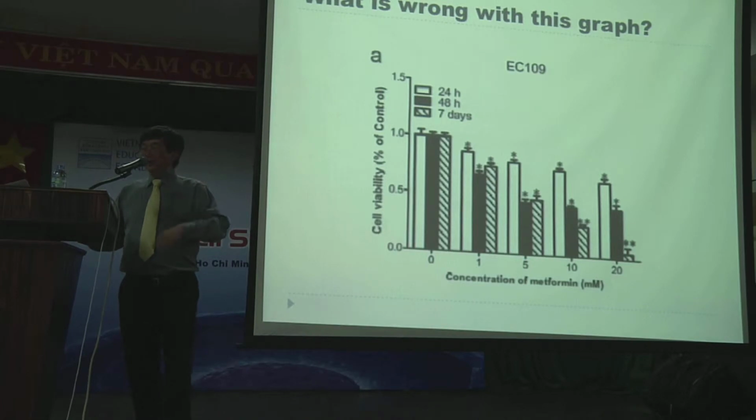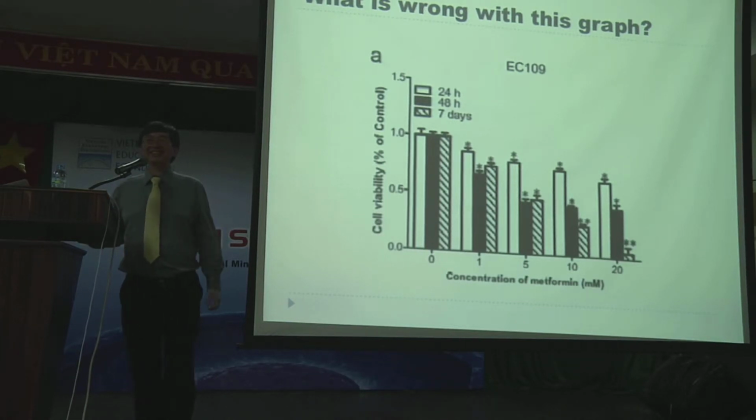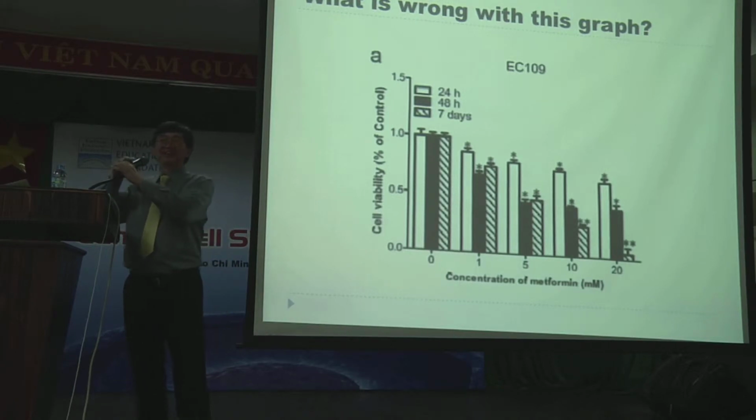Okay, so now we're open for questions, and I would like to ask you, what is wrong with this graph? Anybody that can point out an error in this graph or recommend an alternative way of presenting the data will get bonus points. Anybody?